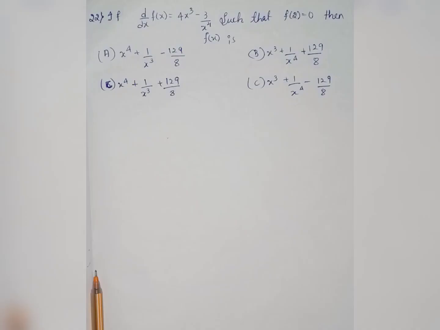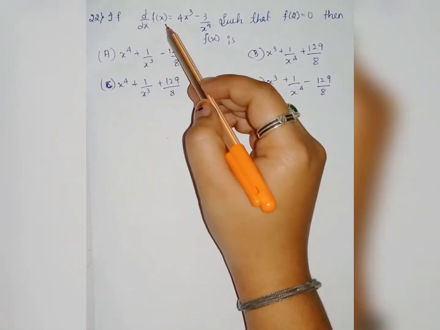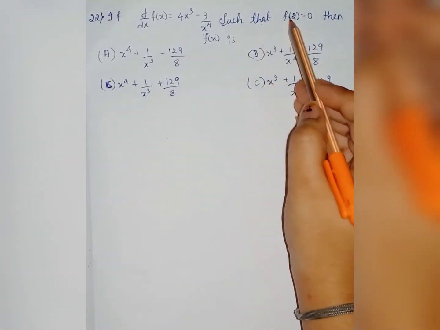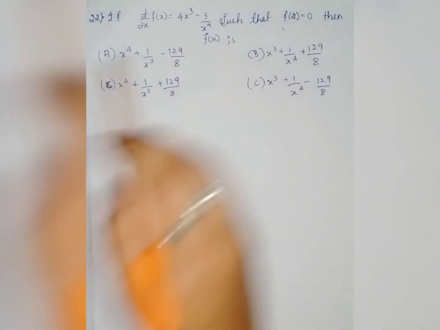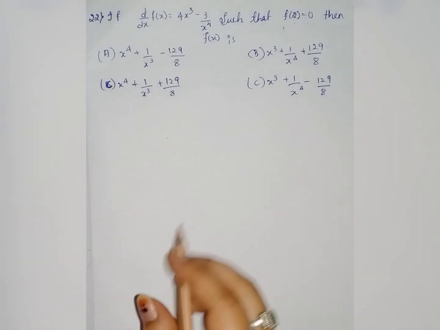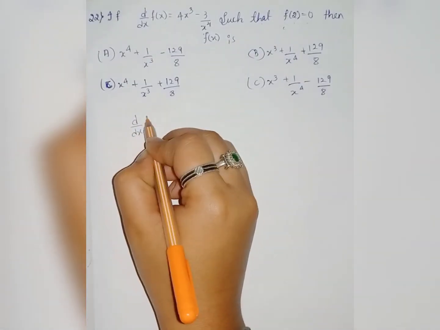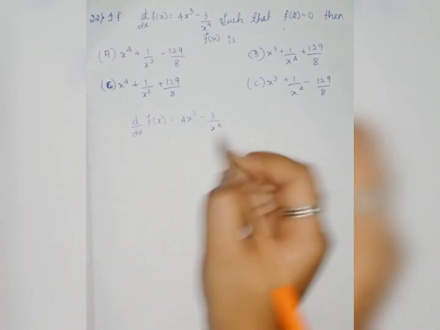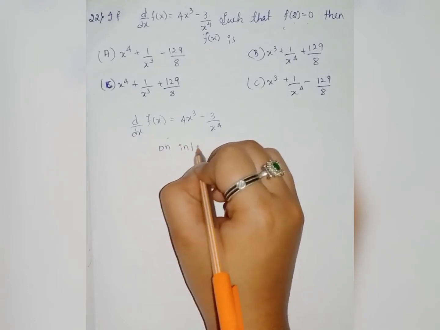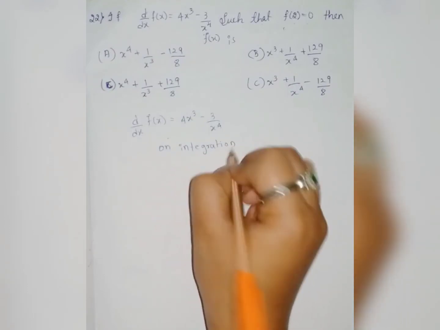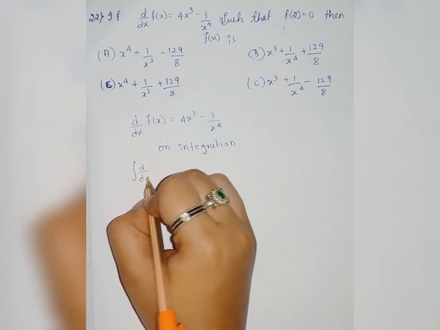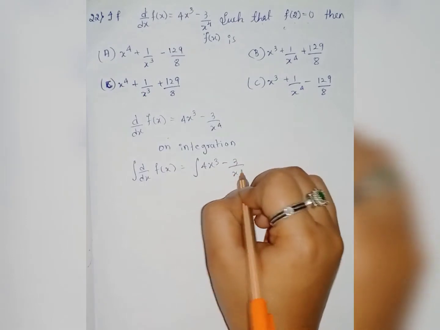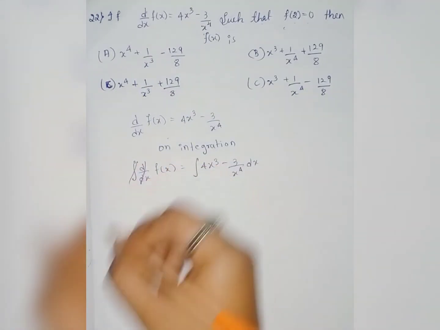The next problem says that the differentiation of the function is 4x cube minus 3 by x to the power 4, such that the function at 2 is 0. Then we have to find the function at x. So the differentiation of the function d by dx of f of x is equal to 4x cubed minus 3 by x power 4. Integrating on both sides, the d by dx and integration get cancelled.